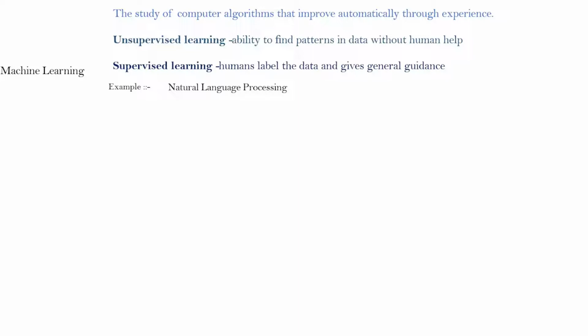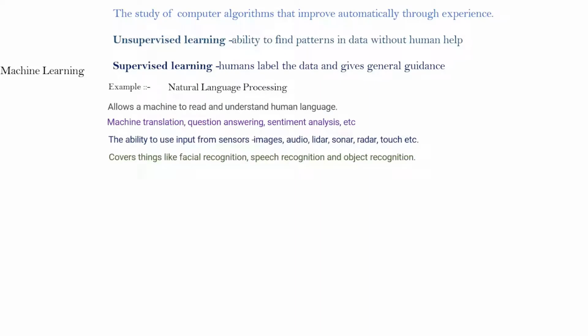natural language processing. I'll just give a quick example here, because going through the detail of natural language processing is a part of this course. So what does it mean? It allows a machine to read and understand human language, machine translation, question answering, sentiment analysis, etc. So you allow a machine to read and understand human language.